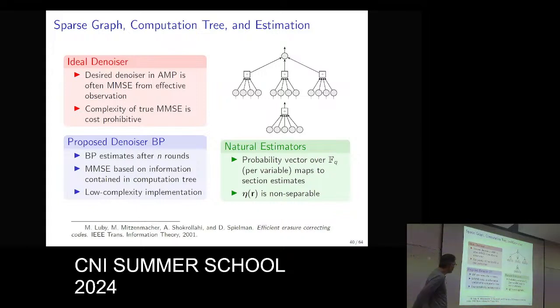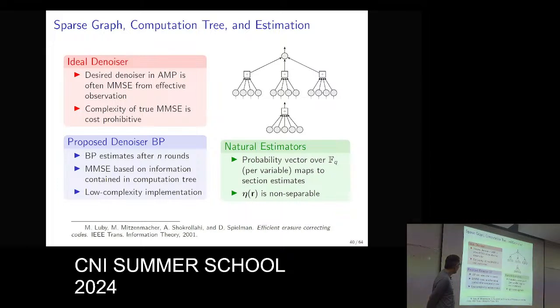So ideally, if complexity was not an issue and you had this coding structure, what would you want to do? One of the first guesses that people are inclined to make is to say the denoising should ideally be an MMSE denoiser. So that would be great.